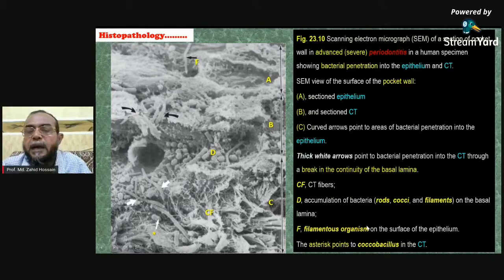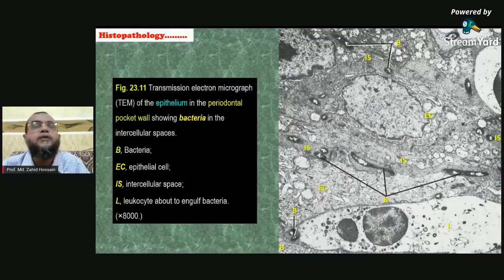And you will find many types of coccobacillus. Coccobacillus is like the coccoid type. You see this shape? It is not circular, a little elongated. It's called coccoid cells. Or you find that at a more and more deeper level. You see, this is a leukocyte, suppose a PMN, engulfing bacteria in the phagocytosis process.